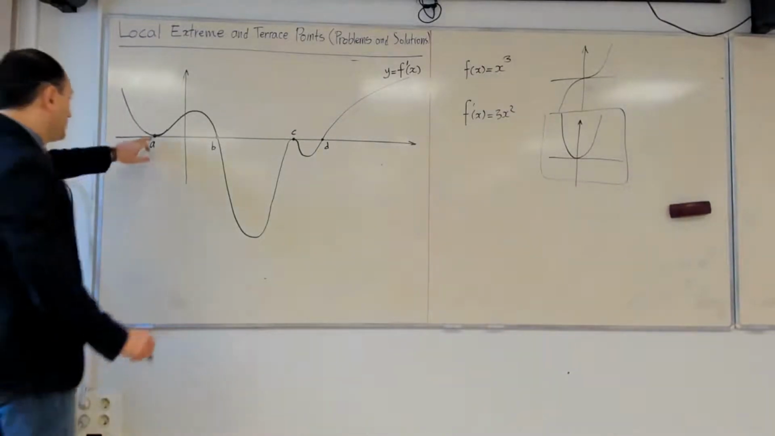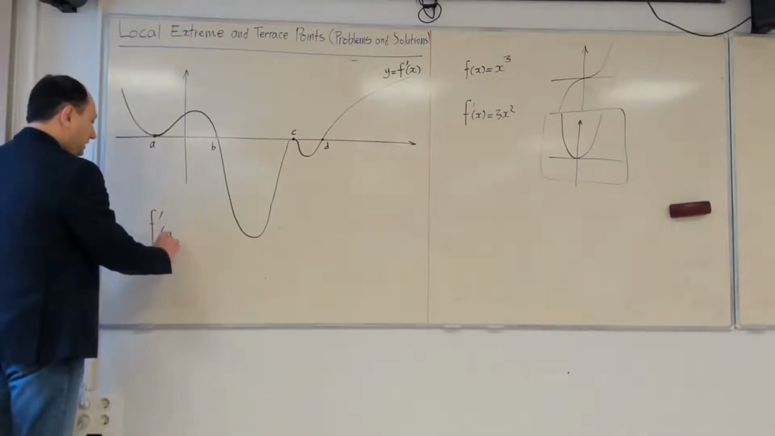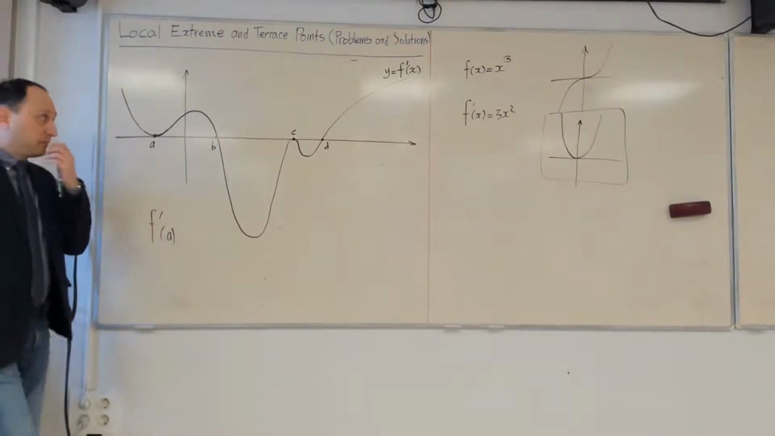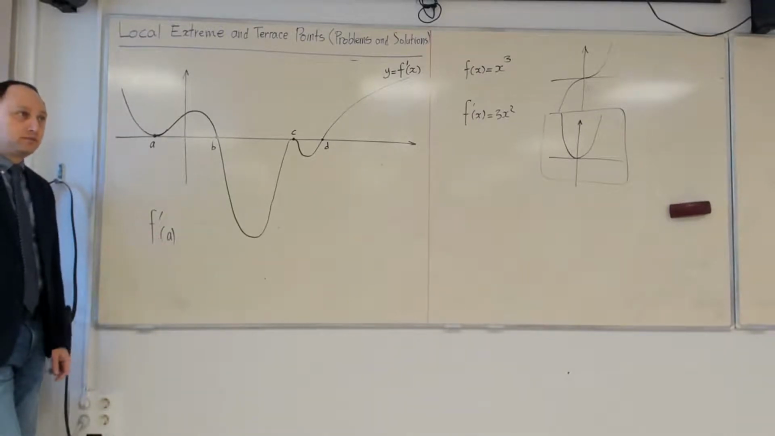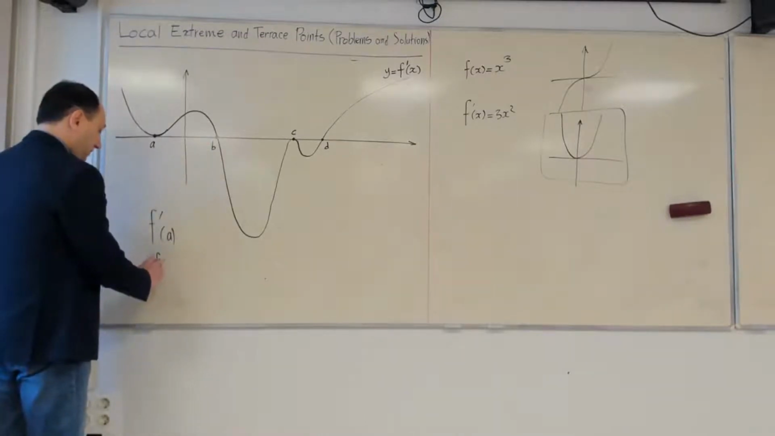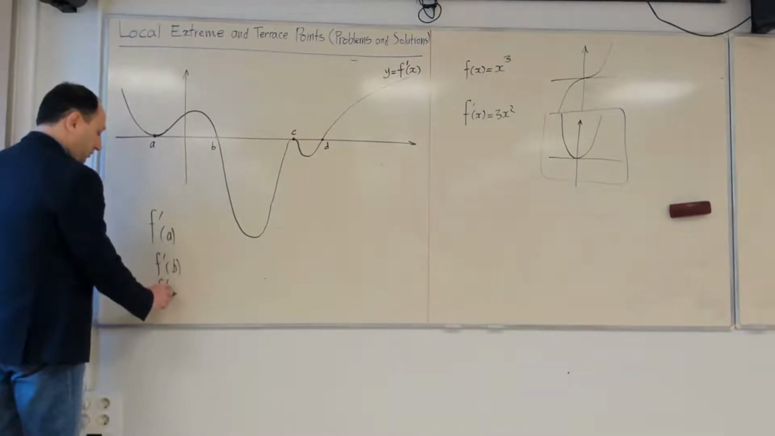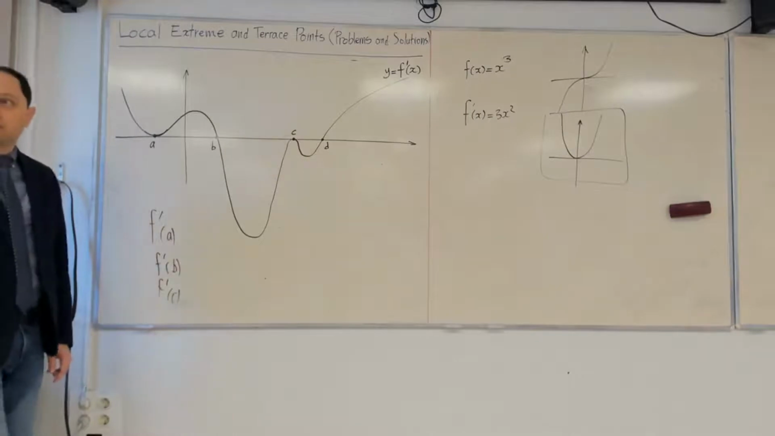Let me ask you one question. What is f prime of A? Can you tell me? Just look at the graph. What is f prime of A? It's a number. What's f prime of A? What's f prime of B? What's f prime of C? What are these numbers?